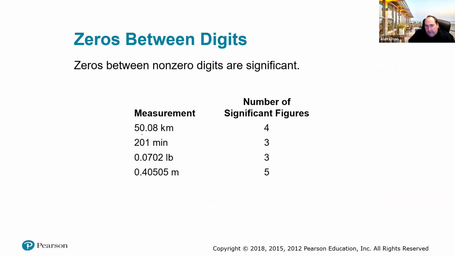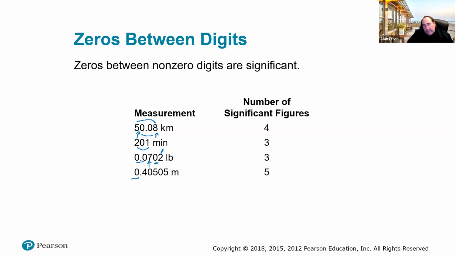Here's our trapped zeros. Once again, these guys would be significant because they're trapped. So all these guys would be significant, which would be 4. Same thing here, 3. Here again, we're not going to start counting until we hit the 7. We then have the 0 that is significant because it's trapped, and the 2 is significant. That would give us 3 significant figures.